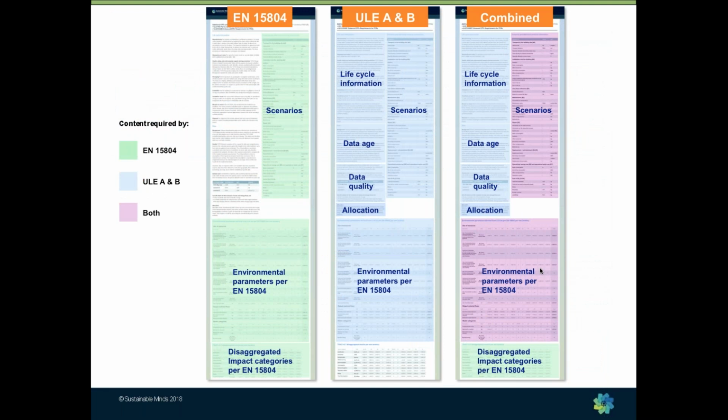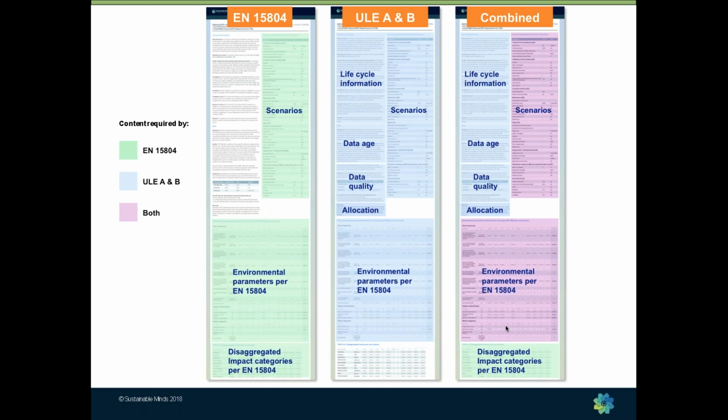And so then we went back, and because UL was using a European PCR pretty much at that point, we went through and tried to understand where is all that additional content coming from. And so this is all page 4. Notice we color-coded. These requirements for these scenarios came from EN 15804, as well as these parameters and these disaggregated impact categories. These requirements came from ULE, was, I think, published year 2 of their technical program.